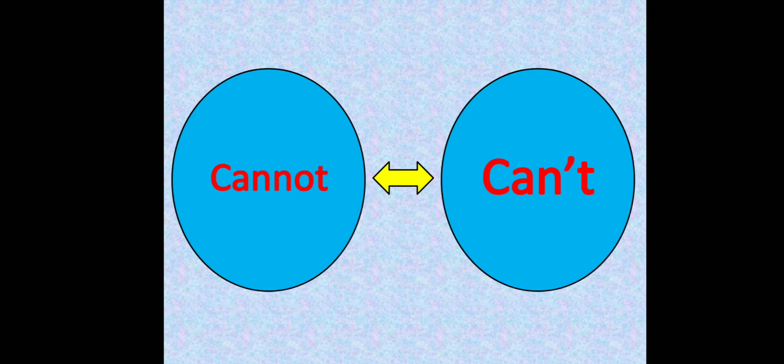Now the next word is cannot. To write the contraction of cannot, we are going to remove NO of not and in place of NO we use an apostrophe sign, and it becomes can't.